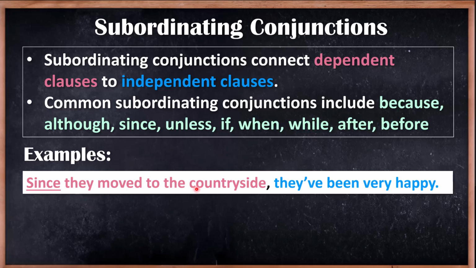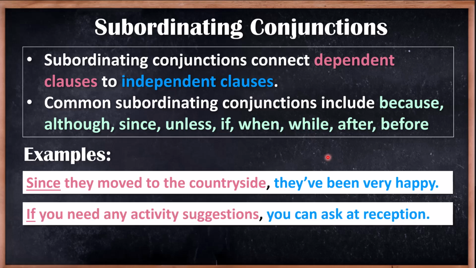They moved to the countryside, without since, is an independent clause. However, when we add a subordinating conjunction, the clause doesn't make sense on its own. We need more information. Well, what happened after they moved to the countryside? What are you trying to tell me? And again, when the dependent clause comes before the independent clause, we use a comma. Here's another example. If you need any activity suggestions, you can ask at reception. If is a subordinating conjunction, and that turns this into a dependent clause.